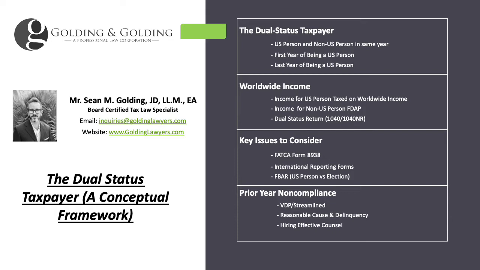This is a common question we get, especially around tax season, so let's go through the basics. Dual status from a tax perspective, income tax perspective more specifically, means that the person is considered a U.S. person and a non-U.S. person in the same year.